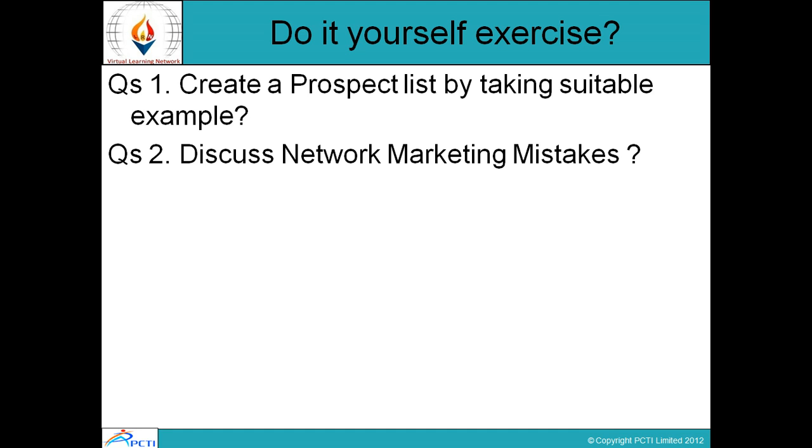Right? So before we end, there is a do-it-yourself exercise for you. In the first part of the do-it-yourself exercise, there is a question. You have to create a prospect list by taking suitable examples around you. Take any example of how you can prepare a prospect list. You can discuss this list with your peers, with your friends, with your family members and all.